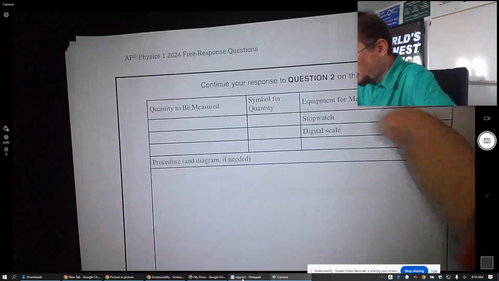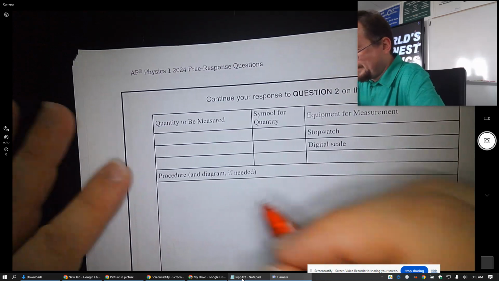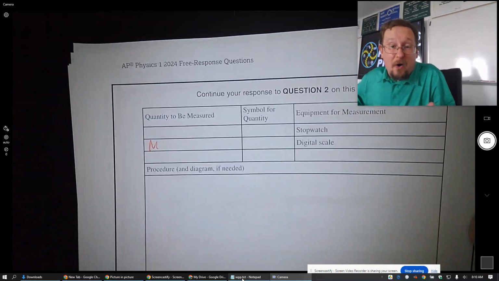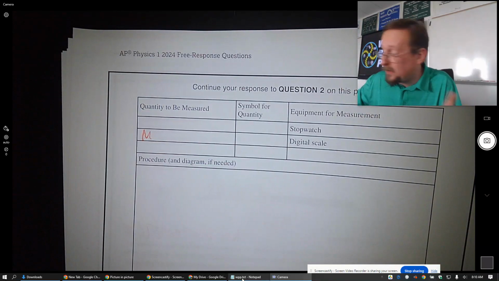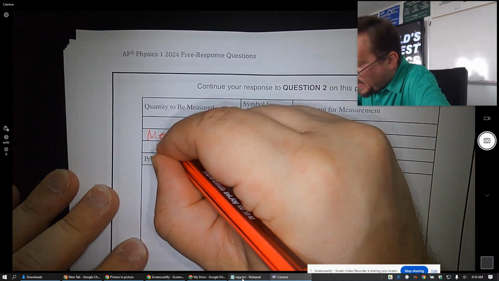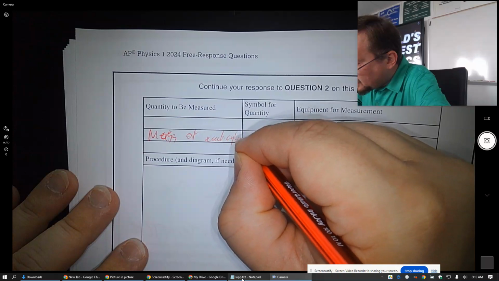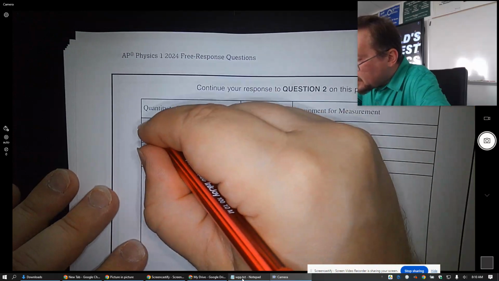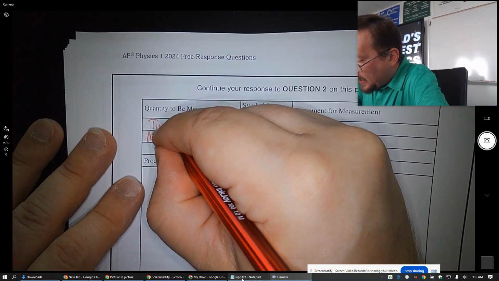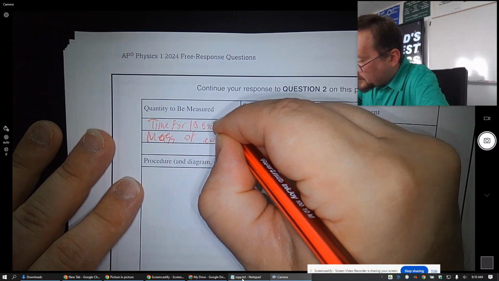Okay, so I'm going to try and follow the directions the best I can. Oh, okay. Wow. Okay, really? Do you think we're this stupid that we have to be helped out this much? Okay, there's the mass of each cylinder. That's going to be m. The time for 10 oscillations.